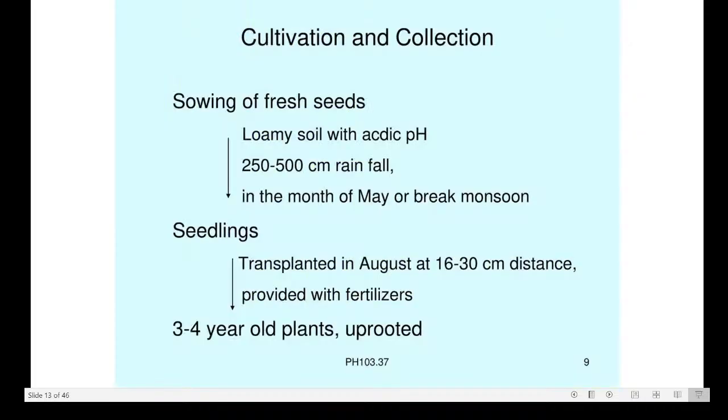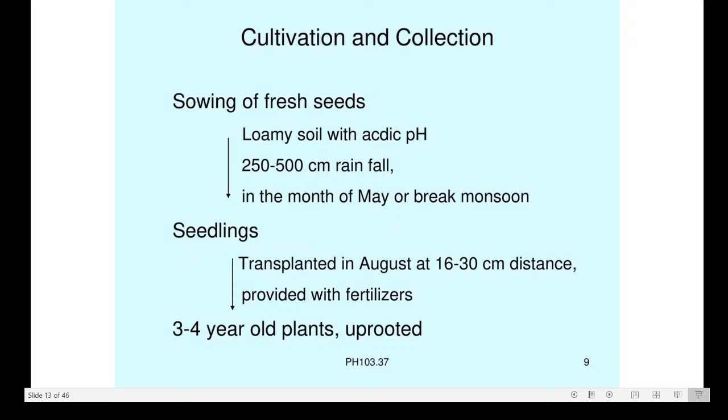Okay, first sowing the seed. You have to soak the seed overnight. After that, seeding. It mostly grows in August, that is the climate situation, and is transplanted at a distance of 16 to 30 centimeters. It can then be grown. After 3 to 4 years, the old plant has a better root.